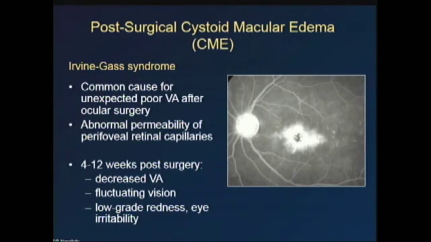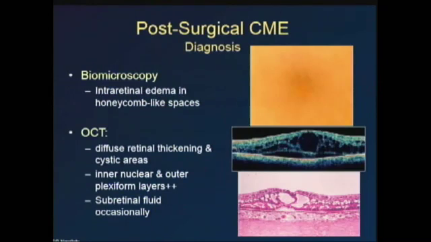And we still don't know exactly what causes this, but we know that it's associated with the hyperpermeability of these perifoveal retinal capillaries. And if you do an OCT, you can clearly see the cystic changes at the level of the fovea. The pockets of fluid are usually inside the plexiform layers, the inner and the outer plexiform layers.